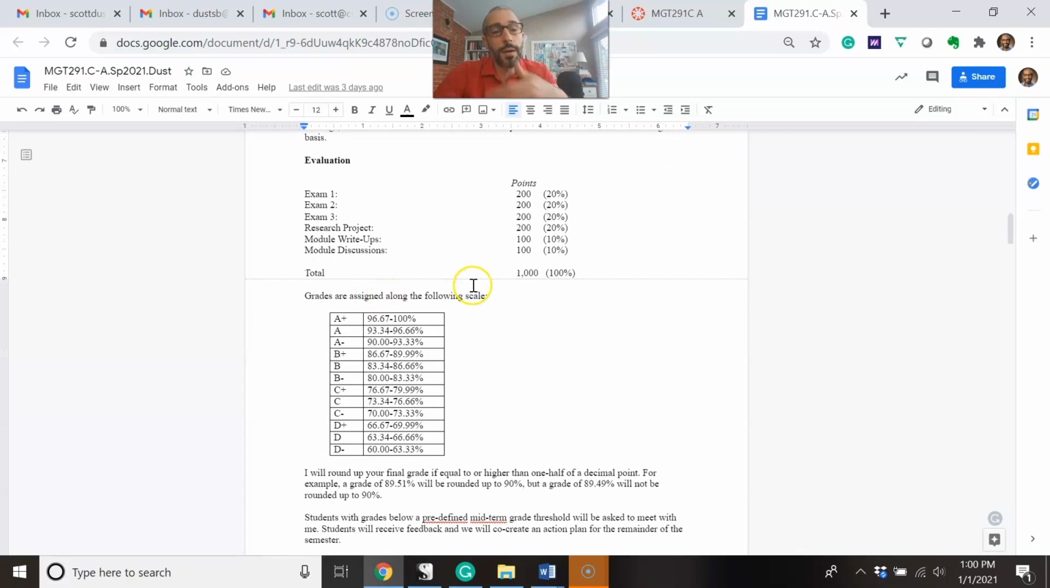In terms of the deliverables, there's 3 exams, each one worth 200 points out of 1,000, so 20% of your grade. And then we have 3 other items. So 2 of those items, the module write-ups and the module discussions, so together 10%, 10%, 20%, those are those 10 modules I showed you in Canvas, and there's basically 1 week. So not every week, but you have 1 week to do a module write-up and 1 week to participate in the discussions, which I'll show you in a second.